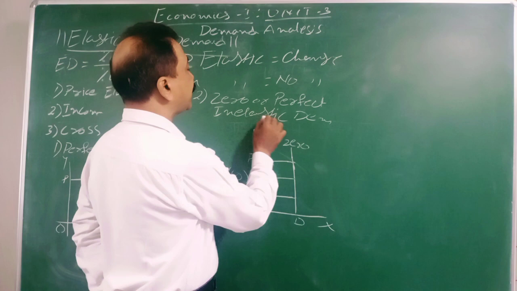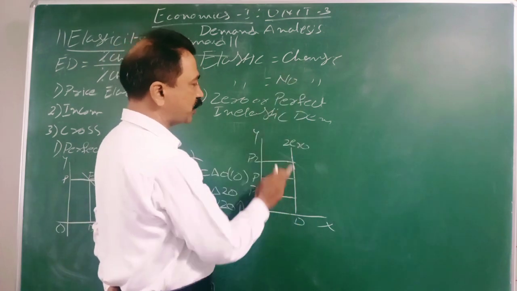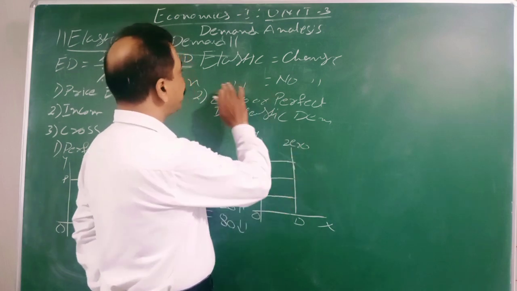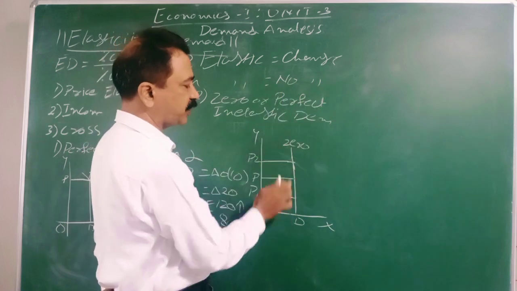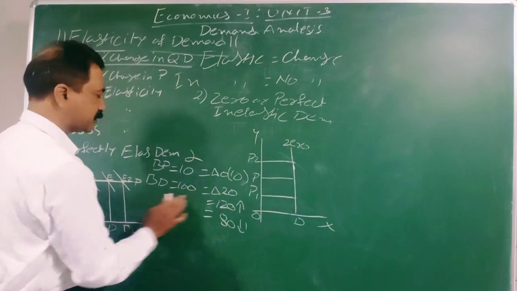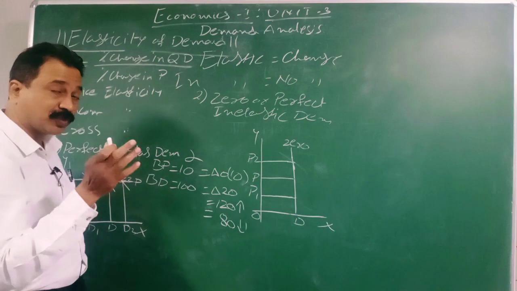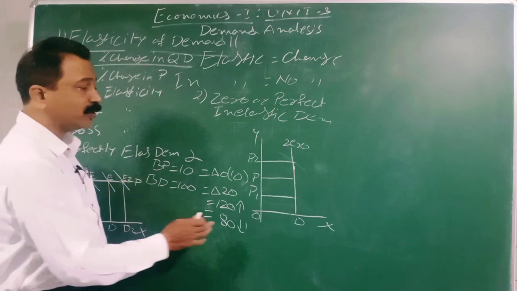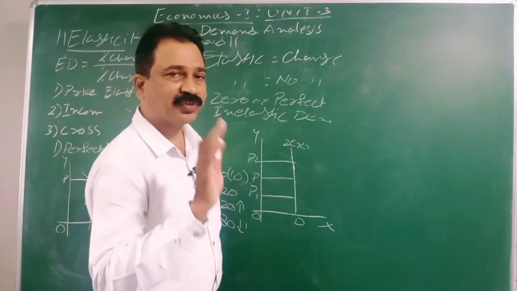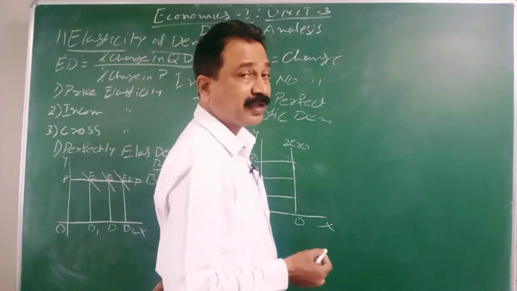or perfectly inelastic. Zero elastic, there is no change. Elastic means change; here there is no change. Perfectly inelastic means perfectly no change. This we will see at two different levels. One is without any change in the price, there is a change in the demand. The other is with a lot of change in the prices, there is no change in the demand. These are two levels. Now we will go to the third one, that is unitary elastic.